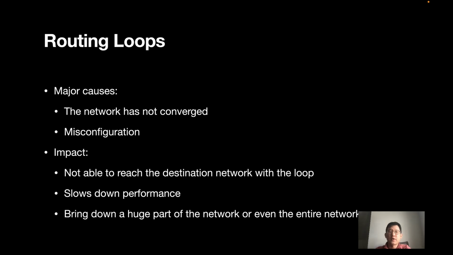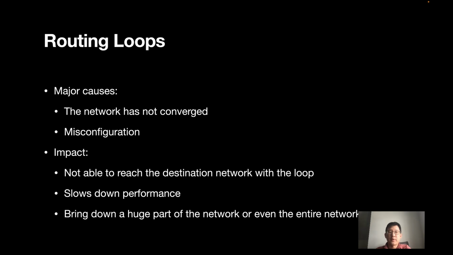There are two major causes of routing loops. The first is the network has not converged, and this tends to happen in large networks and in networks where the protocol used has slow convergence. Now, you might experience some temporary issues, but the issue will largely resolve itself once the network converges.